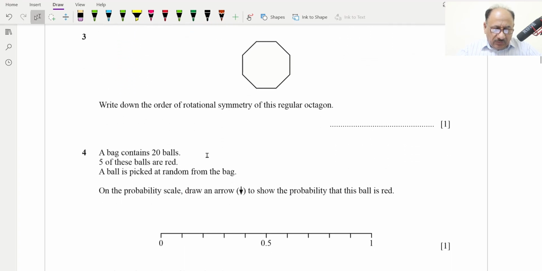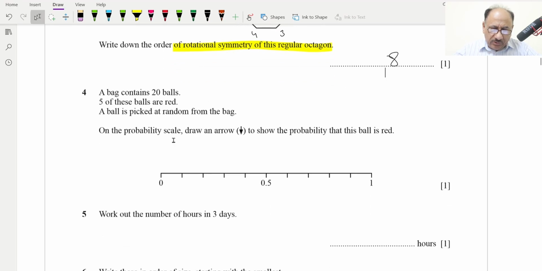Question number 3. Write down the order of rotational symmetry of this regular octagon. A regular octagon means all sides and angles are equal. So we can rotate, for example, from here. If we start rotating, 1 will be this position, 2, 3, 4, 5, 6, 7. So there will be a total of 8 positions where we get the same diagram. So there is rotational symmetry of order 8.